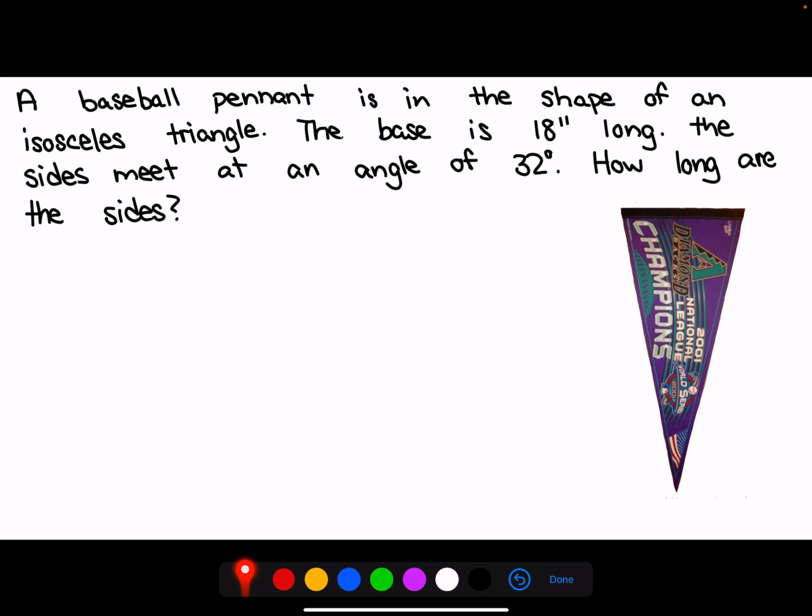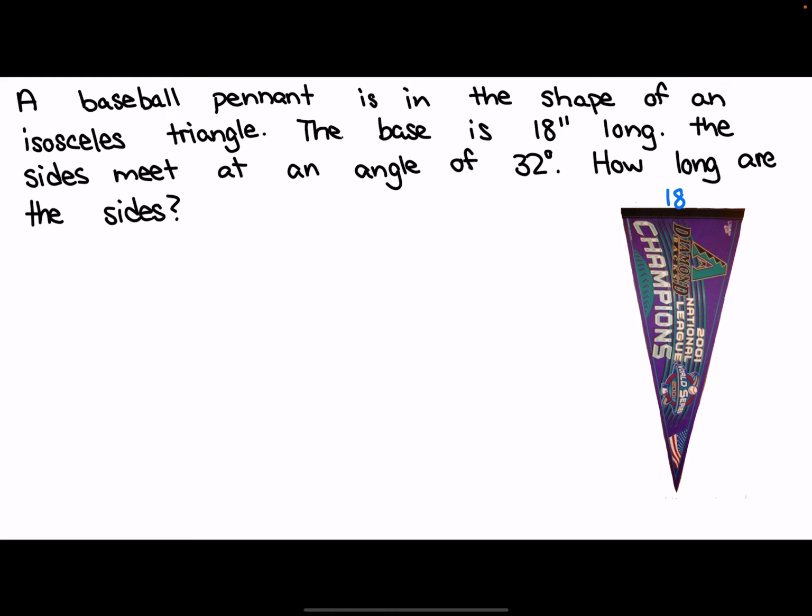A baseball pennant is in the shape of an isosceles triangle. The base is 18 inches long. The sides meet at an angle of 32 degrees. How long are the sides? So the first thing that we're going to do here is draw what's given to us. We know the base is 18. We know that this is isosceles, so the base angles are congruent, as well as the legs are congruent. And then lastly, our vertex angle is 32 degrees. So I can just draw all that information in right away.